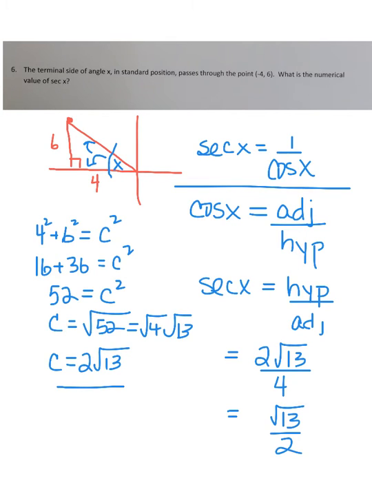Now, let us not forget, though, that we have to do all students take calculus. So we want to look at this and we want to figure out whether we're positive or negative. So all students take calculus, and I am in the S quadrant, which means sine is positive here. But I don't have sine, I have secant. So since I don't have sine and I don't have its reciprocal trig function, which is cosecant, then this value needs to be negative.